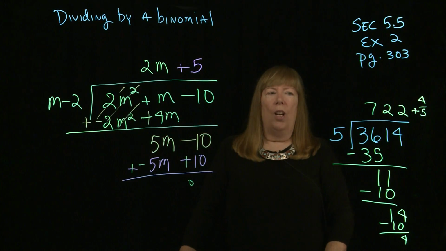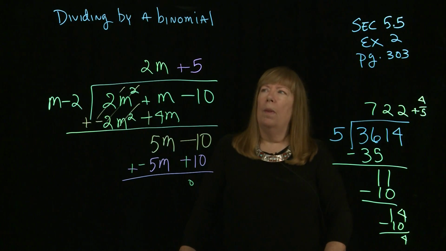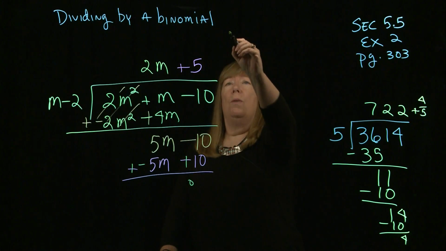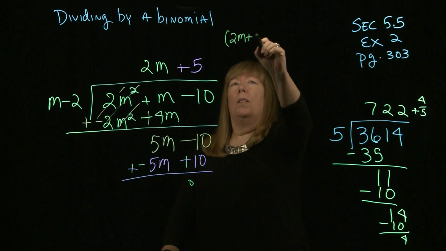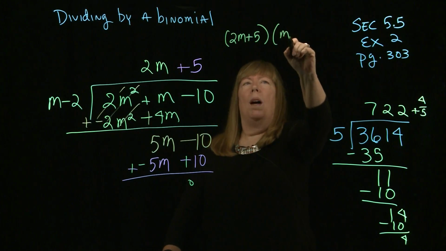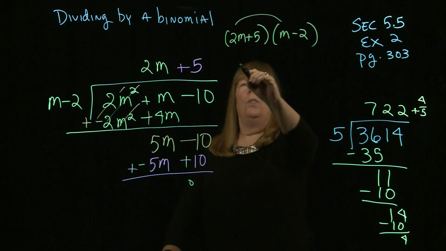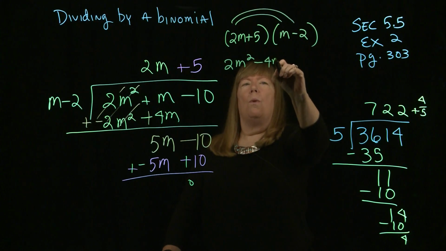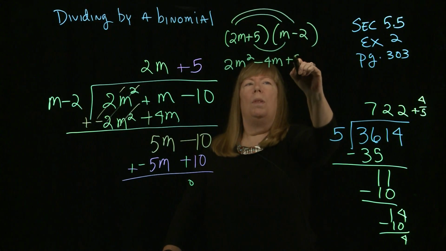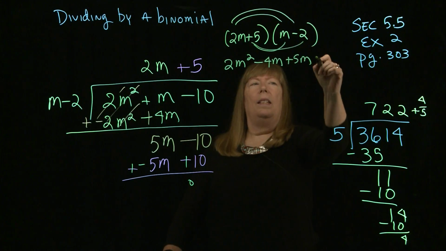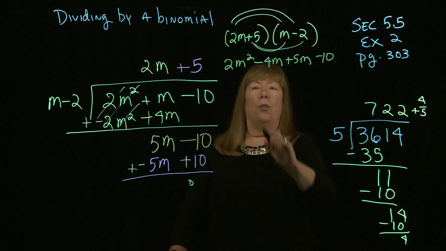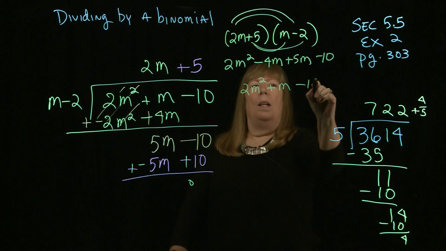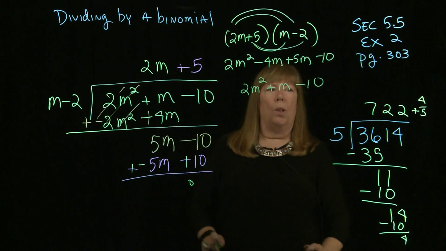So what if you wanted to check this and make sure that it was right? What's the opposite of dividing? Well, it's multiplying. So we could do FOIL. 2m plus 5 times m minus 2. First, 2m squared. Outsides, minus 4m. Insides, plus 5m. And last, minus 10. Collect your like terms, and you have 2m squared plus m minus 10. And that's exactly what we started with.